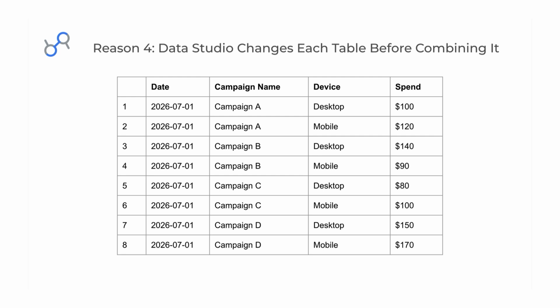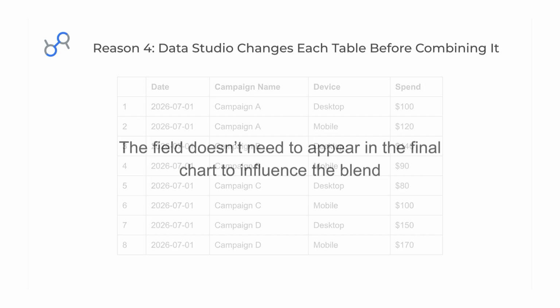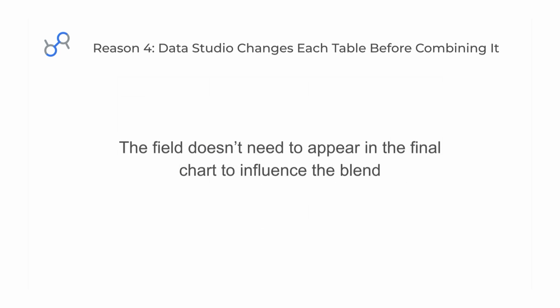This explains why simply adding or removing a dimension from a blend can change the totals. The field doesn't need to appear in the final chart to influence the blend. Its mere presence in the blend table can change how the data is grouped before the match takes place.